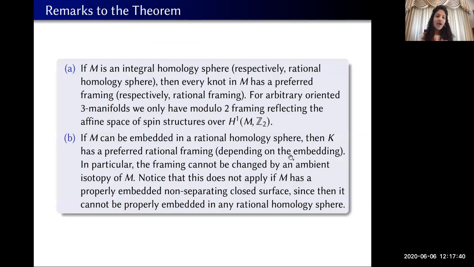All right, so some remarks on the theorem. The first is that if M is an integral homology sphere or a rational homology sphere, then every knot in M has a preferred framing or a rational framing, which you can't change. And if M is a manifold which can be embedded in a rational homology sphere, then every knot in it has a preferred rational framing depending on the embedding, and you cannot change this framing by ambient isotopy again. One thing to notice, however, is that this does not apply if M has a properly embedded non-separating closed surface, since then it cannot be properly embedded in any rational homology sphere.